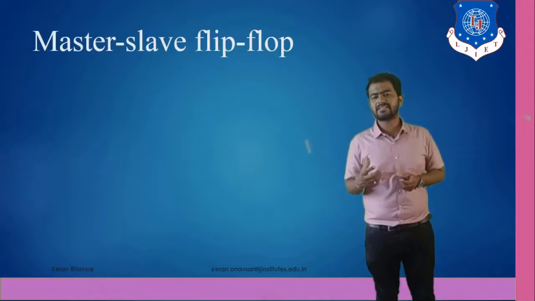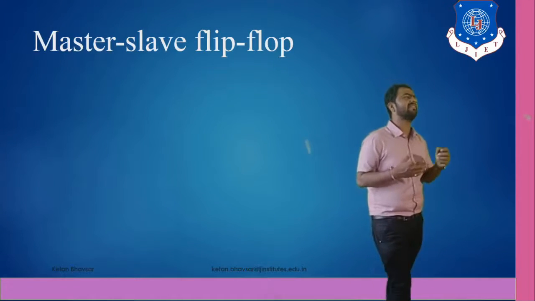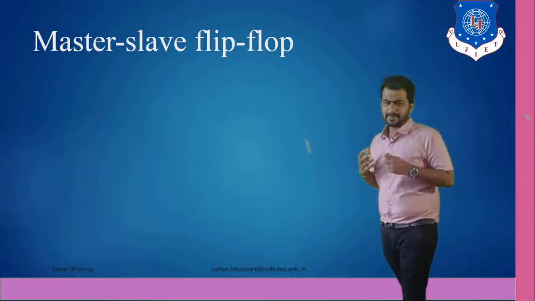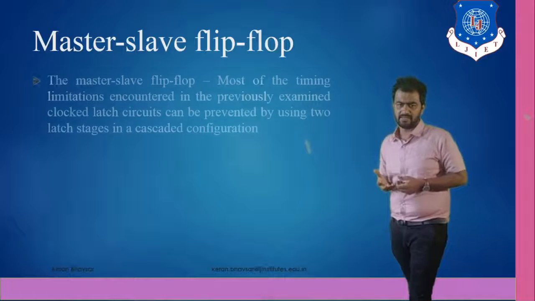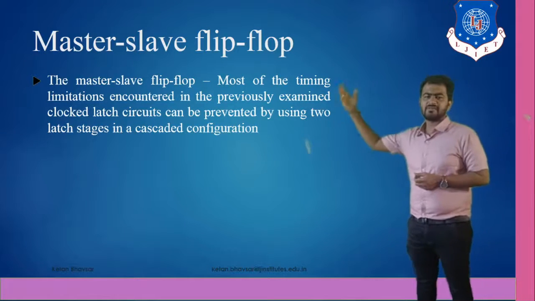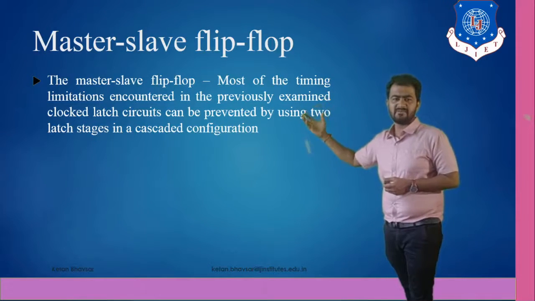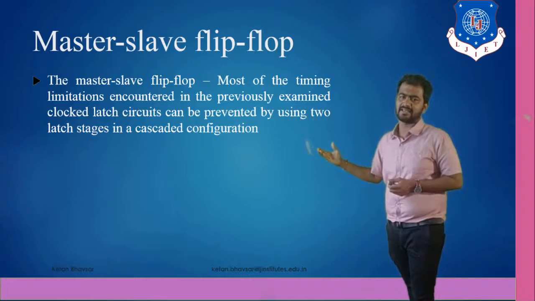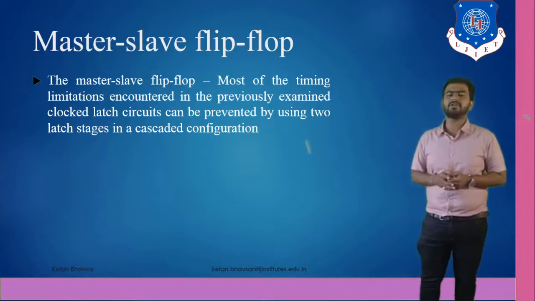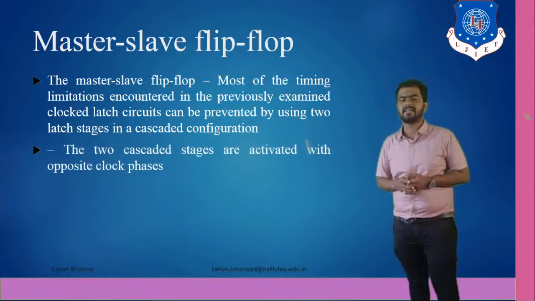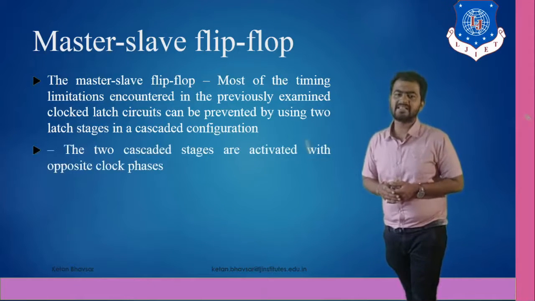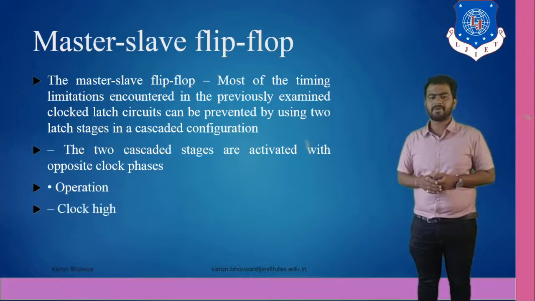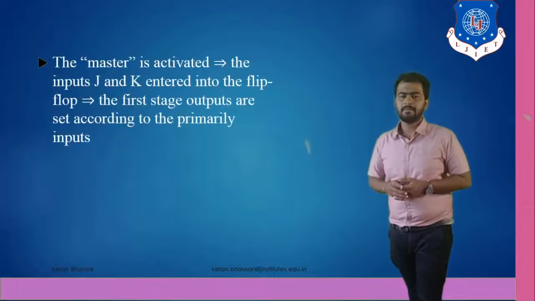Now we move on to the next topic, the master and slave. When we are talking about the master and slave based concept, we discuss a specific JK flip-flop only. Most of the timing limitations found in the previous examination of the clocked latch circuit can be resolved by using two latch stages in cascading configuration. The two cascaded stages are activated with opposite clock pulses.